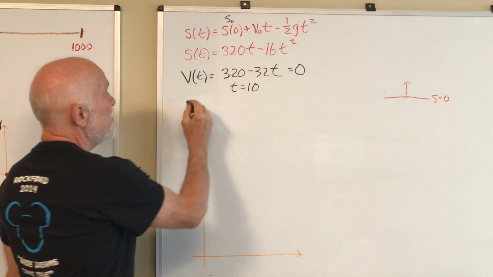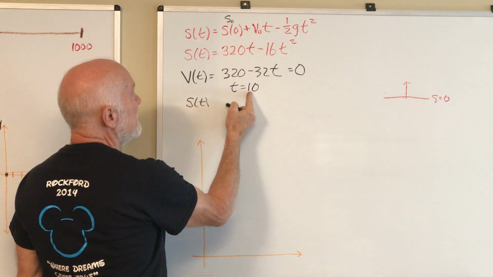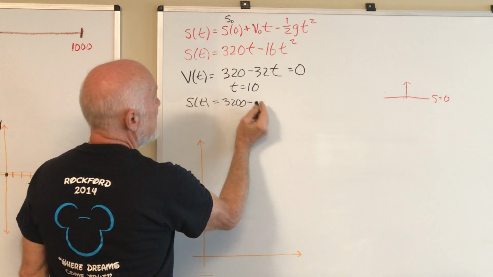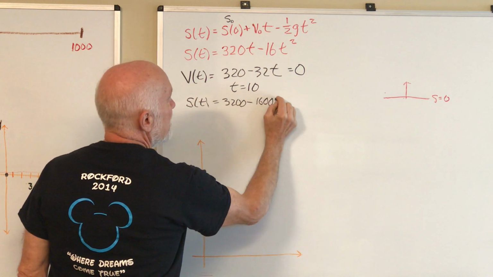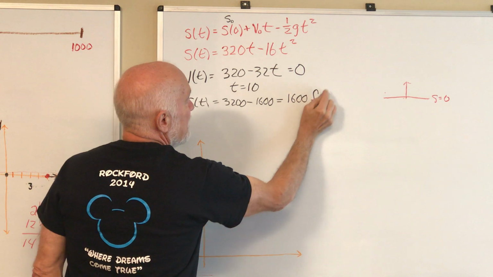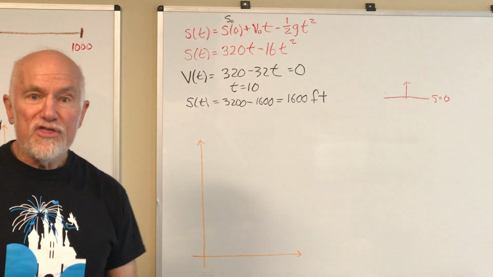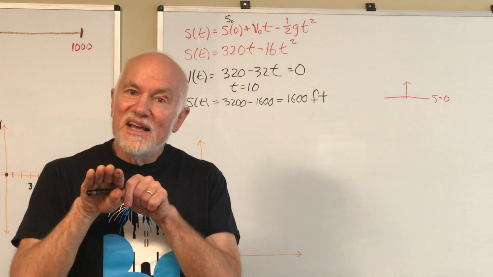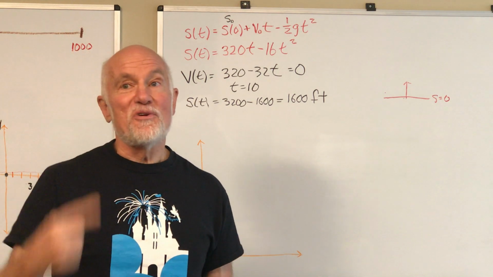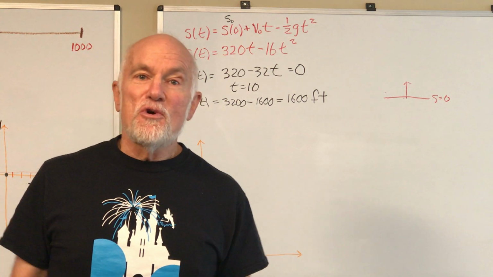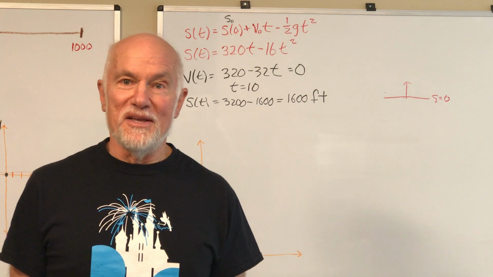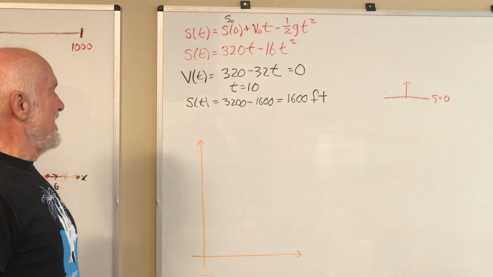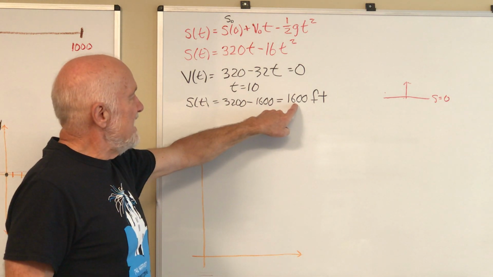So, how high does it get? Well, if I take that 10 seconds and put it back into the position equation, I get 3,200 minus 1,600, or 1,600 feet. So it gets about 1/5 of a mile up in the air when I kick that ball. So if I can ever figure out how to kick it at an angle, because when I kick it, it always goes straight up in the air, maybe I'll get a new career as a punter in the National Football League. But right now, I'm just happy teaching calculus. So anyway, that's how high it gets.